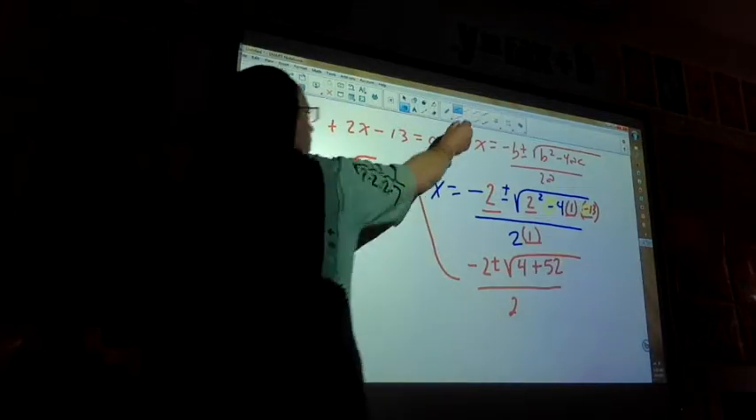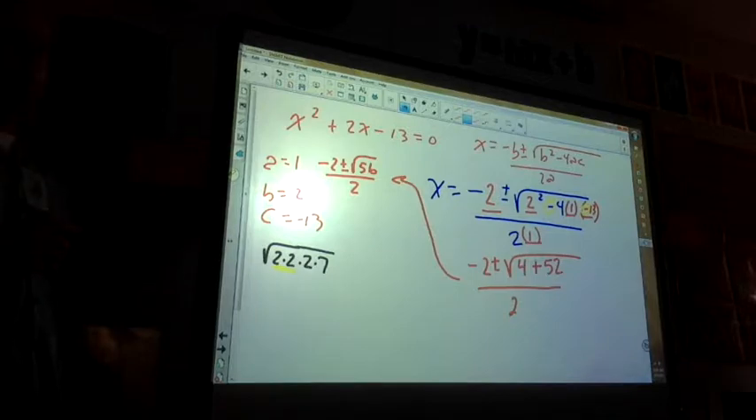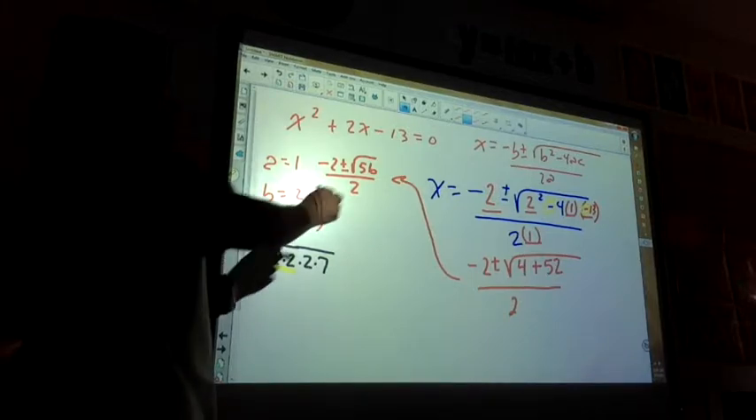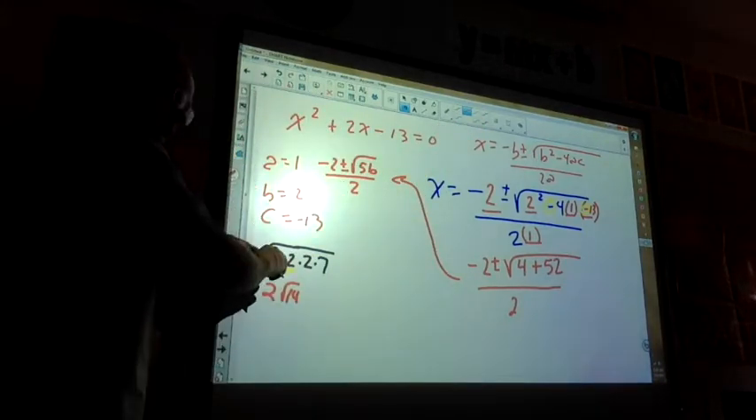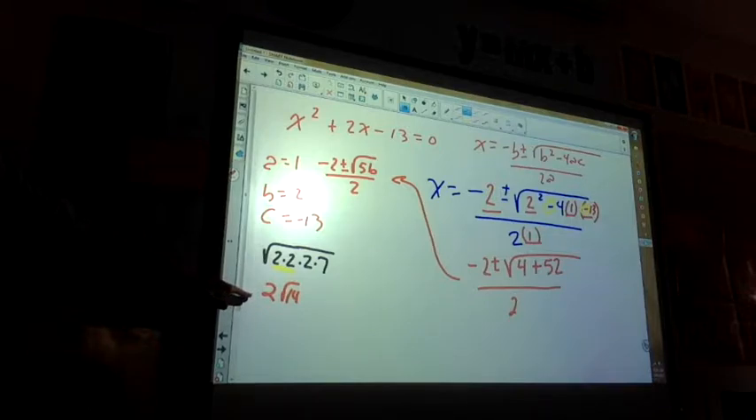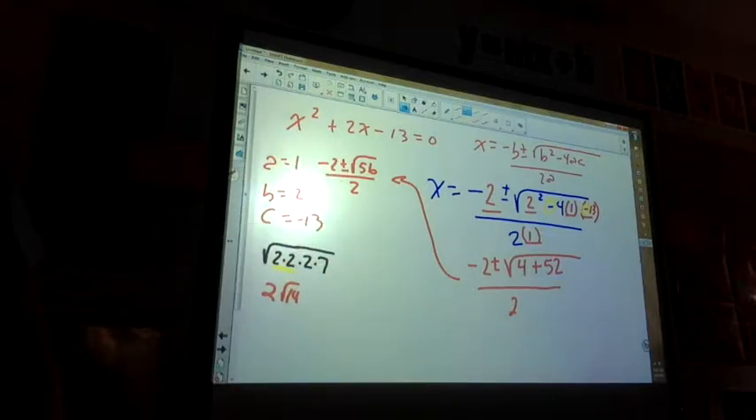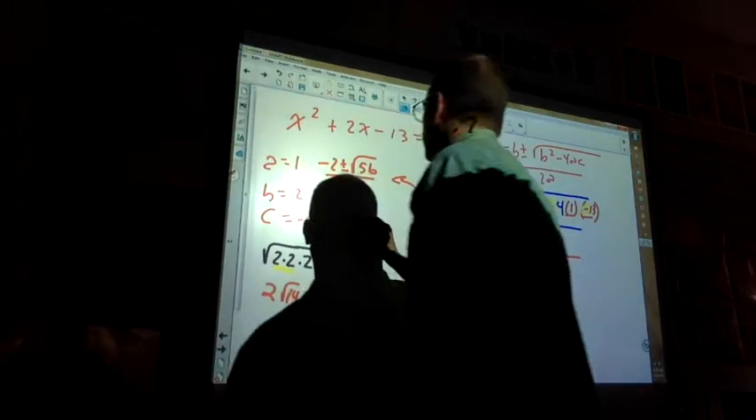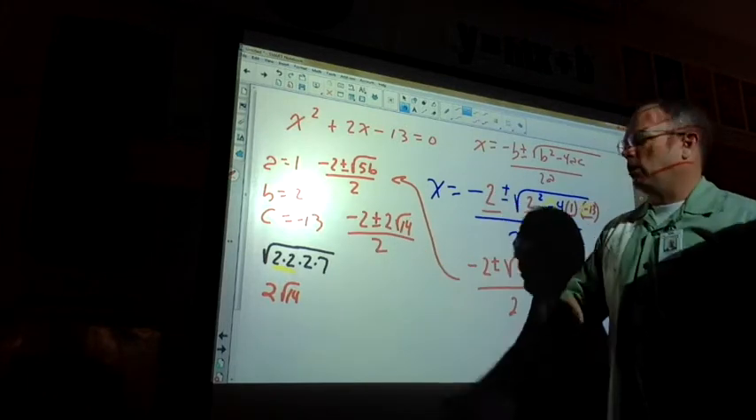Wow. Okay? Does this give me a perfect square? Yes. So what does root 56 break down to? 2 root 14. Good. Okay? I just asked this. Nothing else. Don't start throwing extra stuff in there. Root 56 breaks down to this, which breaks down to this. Agreed? So where does 2 root 14 go into this problem? After the plus or minus. Is that okay?